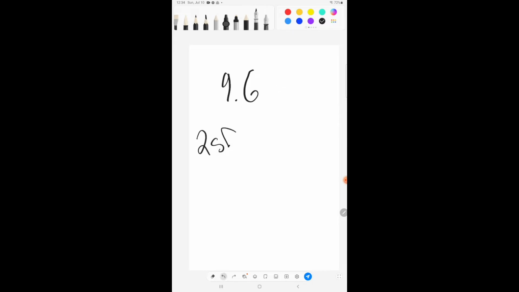Now let's talk about some terms here. The 6 is the last significant figure. This is the digit that we will possibly be rounding up or keeping the same. So I will call this the rounding digit.